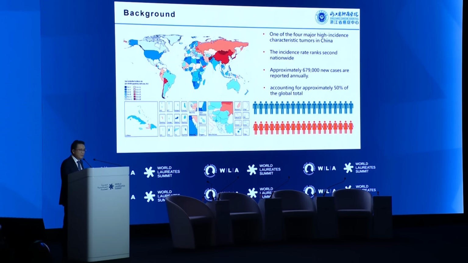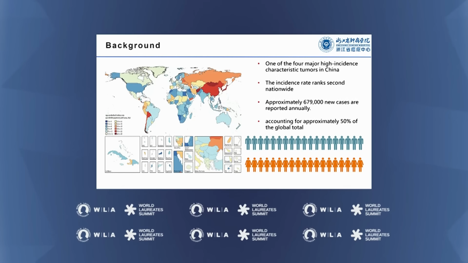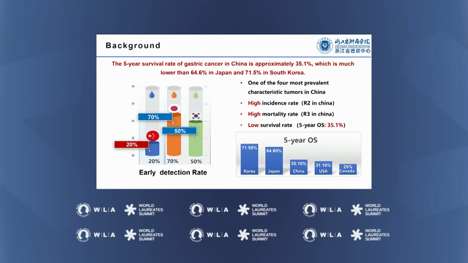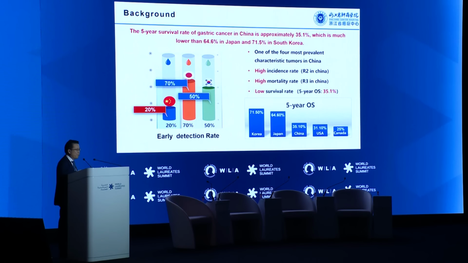Gastric cancer is one of the 4 major high-incidence tumors in China. The incidence rate ranks second nationwide, and individuals with gastric cancer account for approximately 50% of the global total. However, the 5-year survival rate in China is approximately 35.1%, which is much lower than 64.6% in Japan and 71.5% in South Korea. What is the reason for this difference among the three countries?